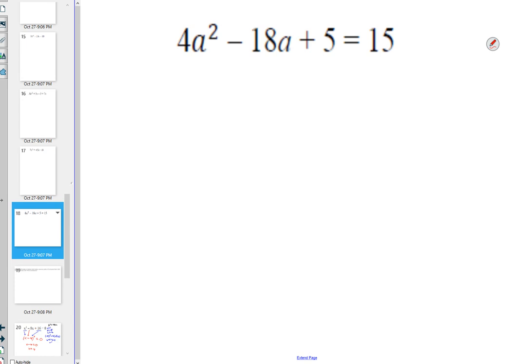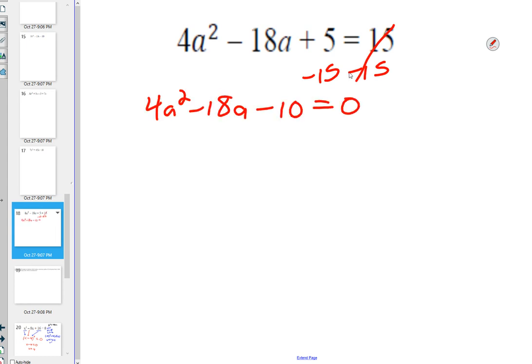First step. No, first step is make it equal to 0. Put all the terms on one side. So I'll do minus 15 and I'll combine the like terms. 4a squared minus 18a minus 10 is equal to 0. Okay, next step.